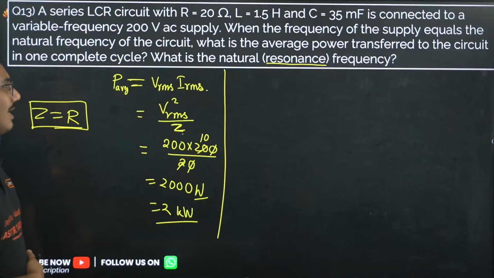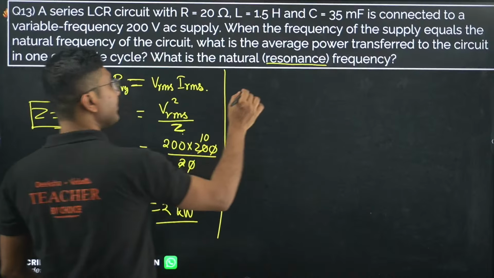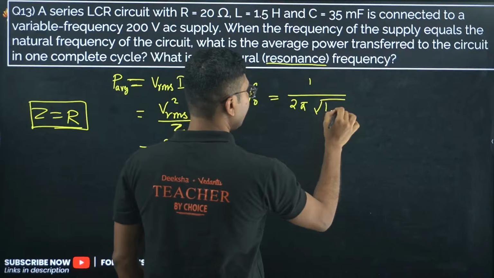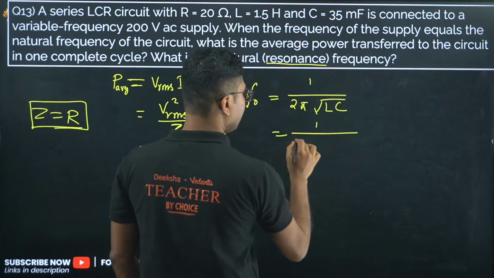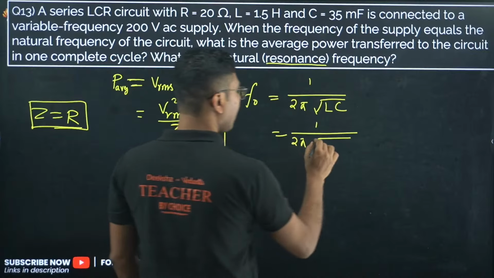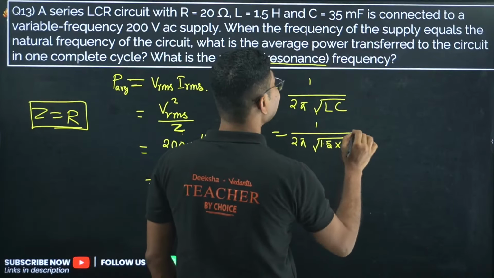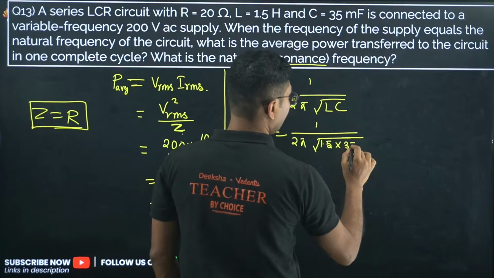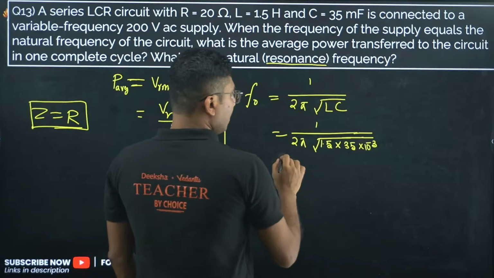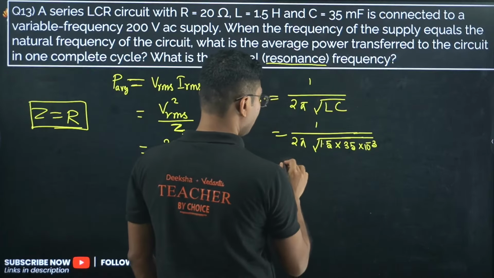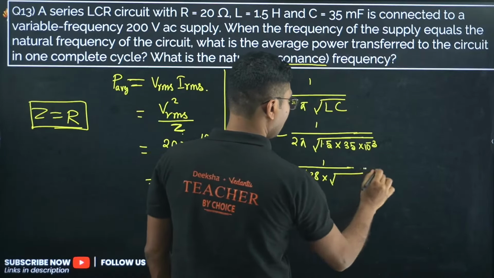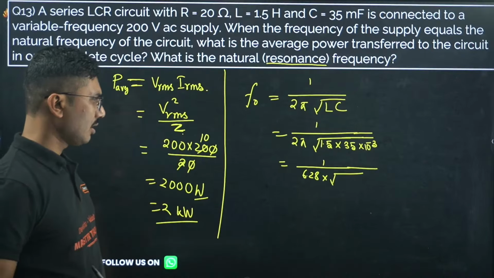Now the second part is, what is the natural frequency? Natural frequency is f naught equals 1 by 2 pi square root of L into C. That is 2 pi into square root of L into C. L is 1.5 henry and C is 35 millifarad. So calculate it, someone please. 1 by 6.28 into square root of 15 by 10.